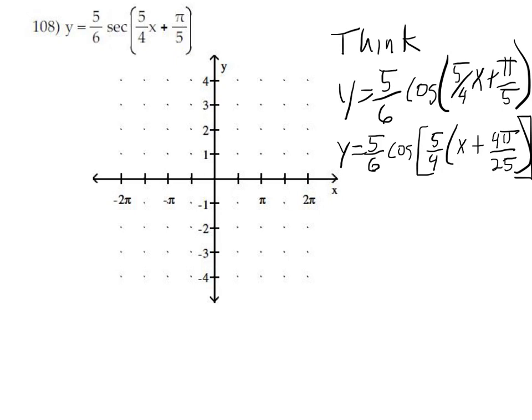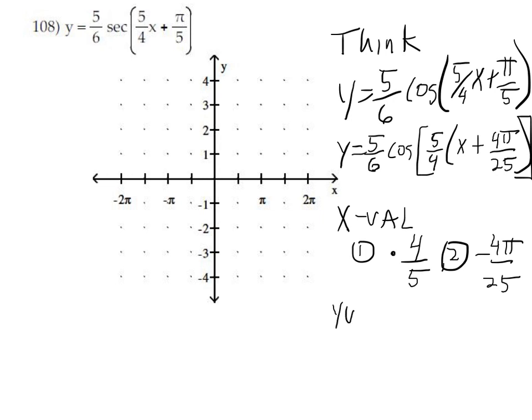Now, for the x and the y values of the key points, for example, the x values, the first thing you'll do is the multiplication and division. In this case, since we multiply by 5/4, we're going to do the opposite of that. You can think divide by 5/4, but it'll be nicer to multiply by 4/5. That'll be the first thing that happens to the x values. And then the second thing, see the plus 4 pi 25ths, that would move us left, so we'd subtract 4 pi 25ths.